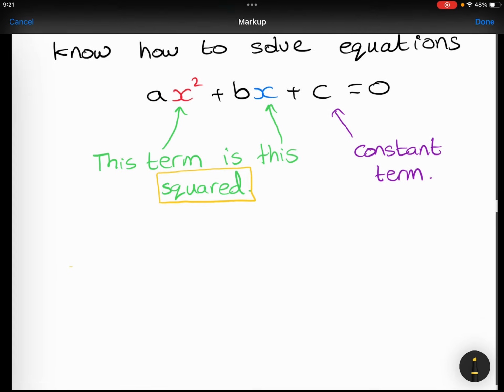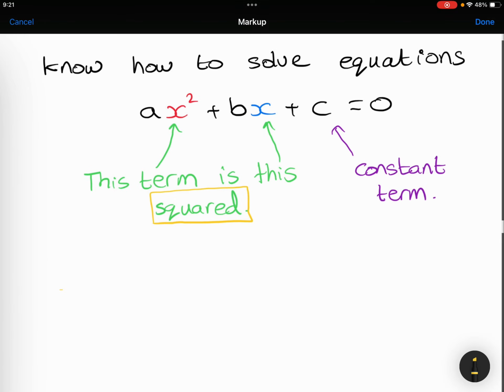Just to recap, we know how to solve equations that are in the quadratic form, ax squared plus bx plus c equals 0, where the term at the front here is this term squared, and we have a constant term on the end.